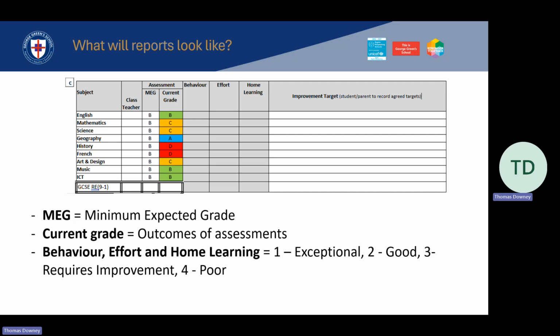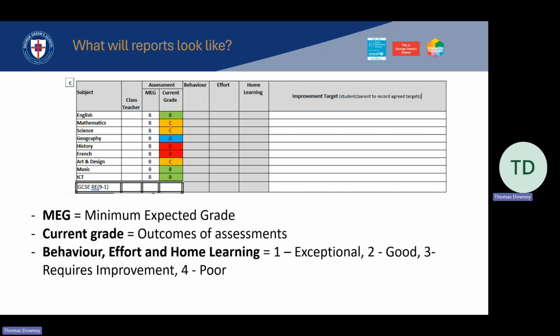The next 3 columns are what we call soft data at George Green School. This is behaviour, effort and home learning, ranging from 1 exceptional down to 4 poor. The improvement target section is to be completed during parents' evening events when teachers give you feedback on the progress of your son or your daughter.